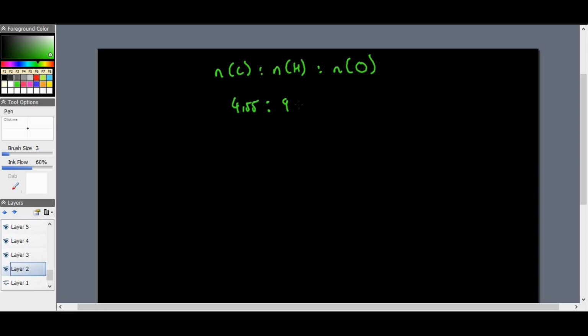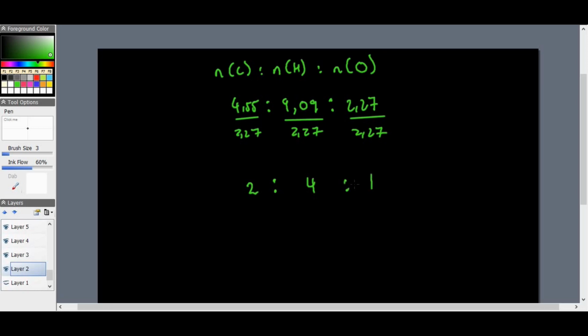That looks like a 6 there. Let me just fix that. 9.09 is to 2.27. Now 2.27 obviously looks like the simplest ratio, so we're going to divide them by 2.27. Okay, and I'm doing this out in full. Once we do that, of course, we'll get an empirical formula, a whole number ratio of 2 is to 4 is to 1.